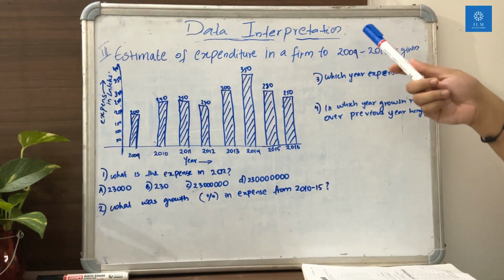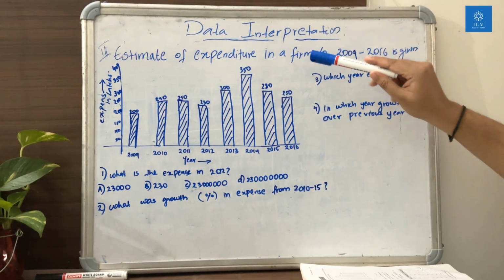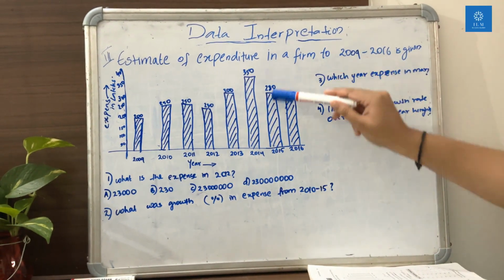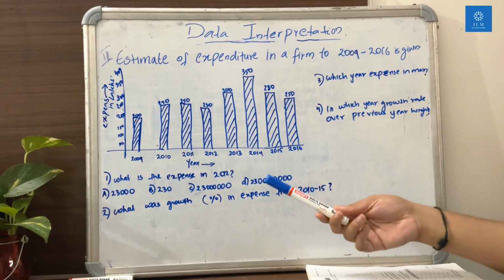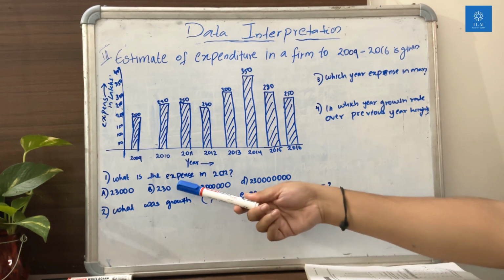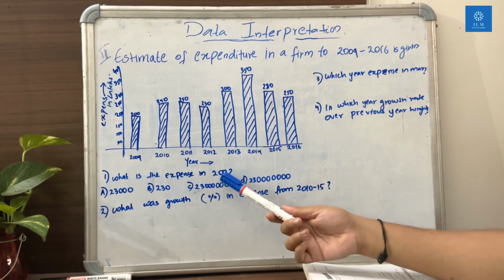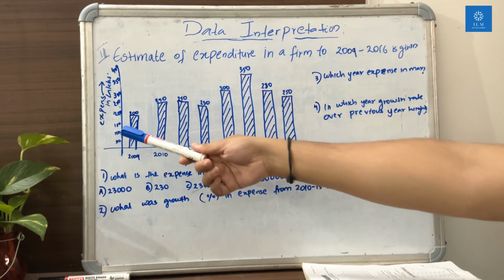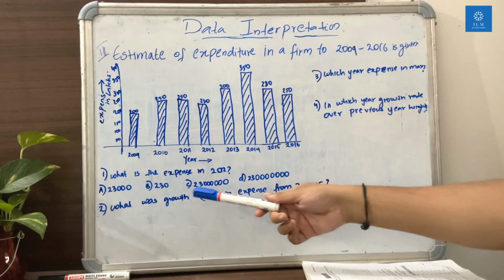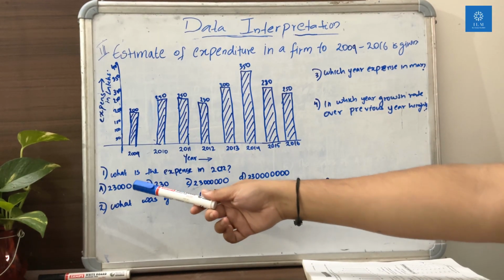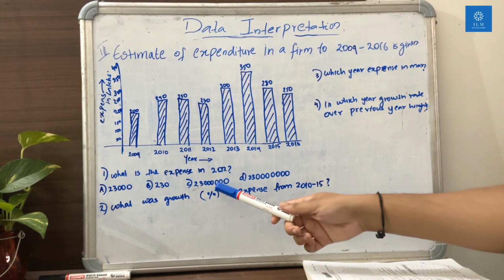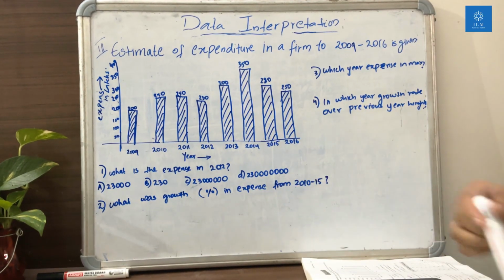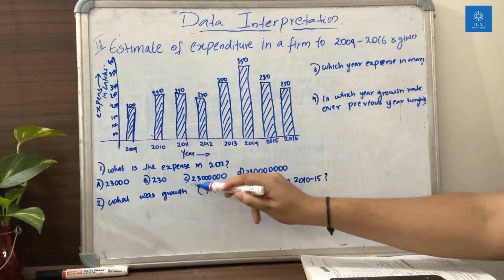So next is a bar graph problem. So here the estimate of the expenditure in a firm from 2009 to 2016 is given as a bar graph. And the questions are as following. What is the expense in 2012? So in 2012 we can see it is 230 written here and the expense is in lakhs. So this is the trick. 230 is given in the option, 23,000 is given in the option, 23 lakhs and 23 crores. So it's a trickier one. You have to count the zeros and tick the answer. So that will be option C.